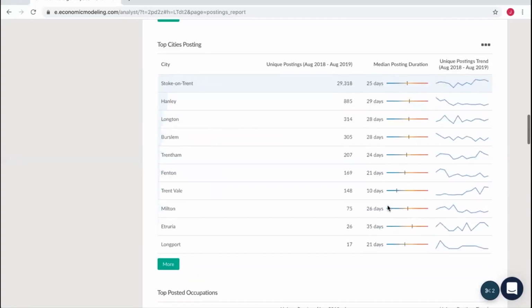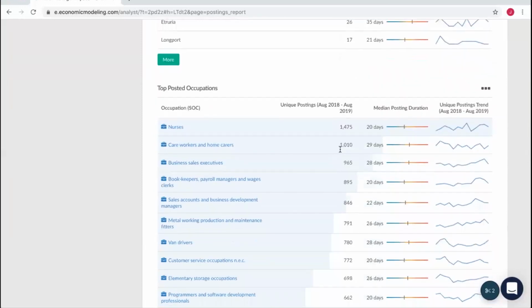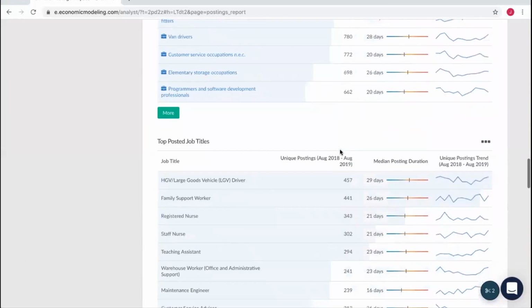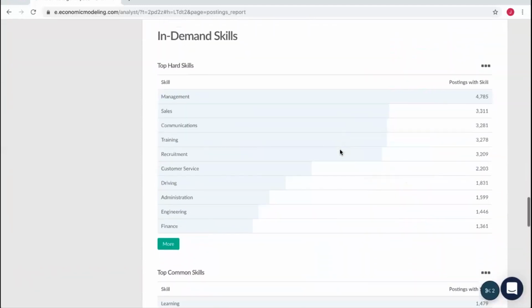We can then see the top cities posting those jobs. As you would expect, looking at an area around a major town, cities, we often see that the highest number of jobs posted have been in that specific area, but then you get this long tail of other locations. So I'm just going to skip past the next couple of parts, and then take you down to the in-demand skills.